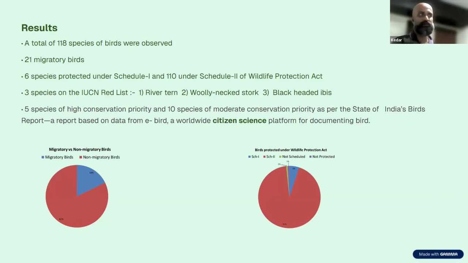And then there are 3 species on the IUCN red list. So IUCN publishes this red list of species, a list of species which are threatened or endangered. Out of which 3 are on the IUCN red list, which are river tern, woolly-necked stork, and black-headed ibis. River tern is also a Schedule 1 species, so it has a double tag. It's a Schedule 1 species and a vulnerable species according to IUCN, which is actually quite sad because river tern used to be a very common species across rivers across India. But a lot of habitat modification and especially illegal sand mining has been affecting populations of the river tern.